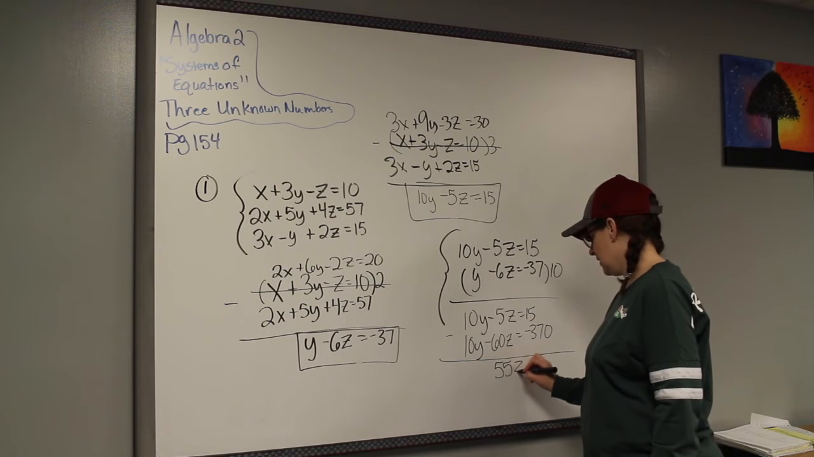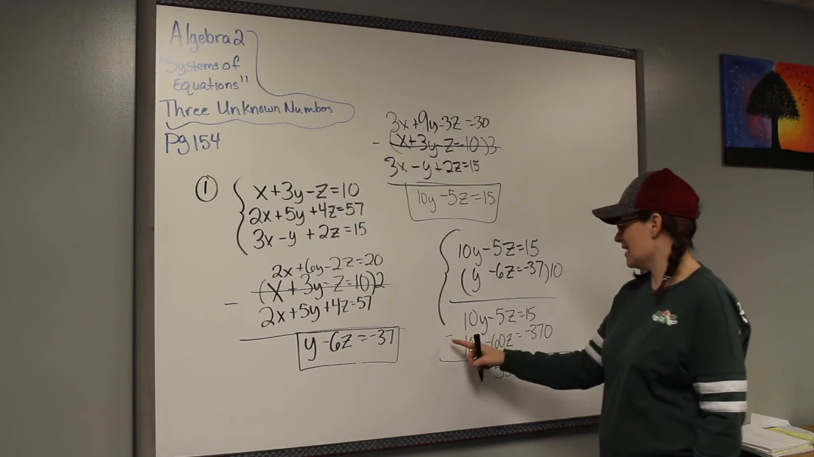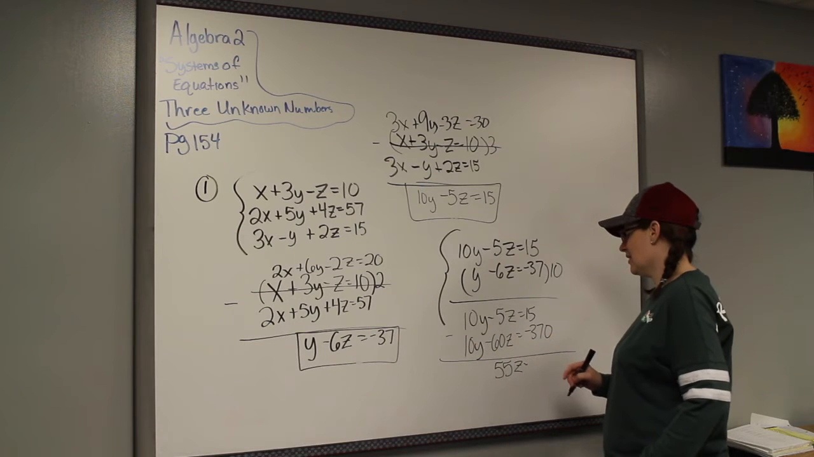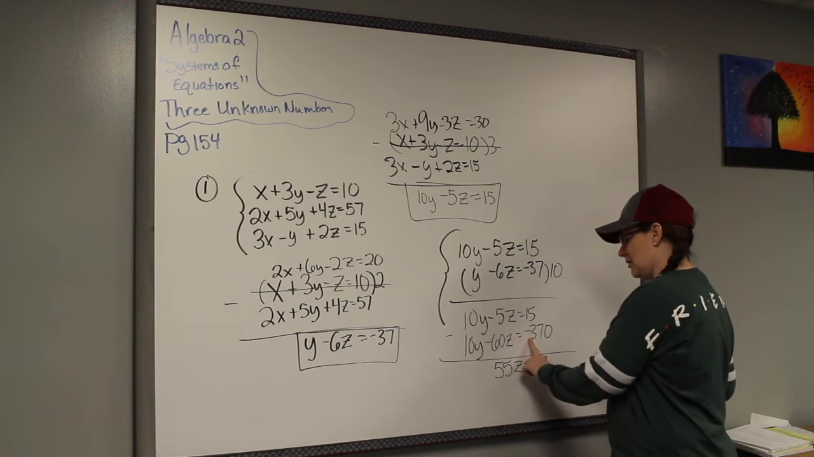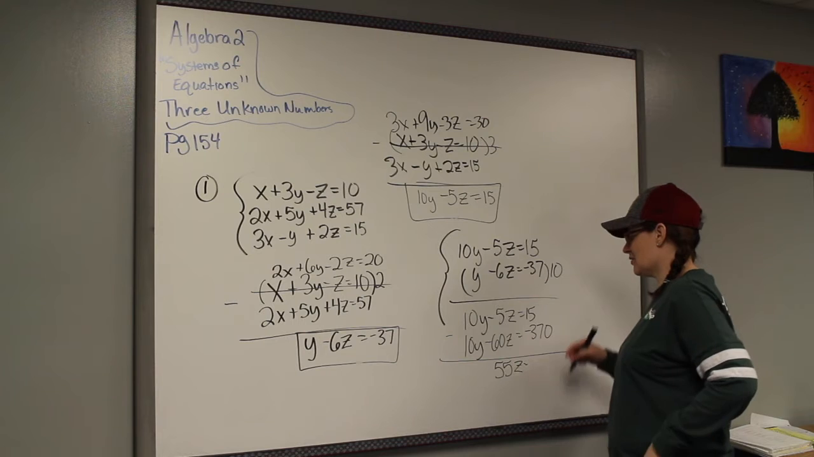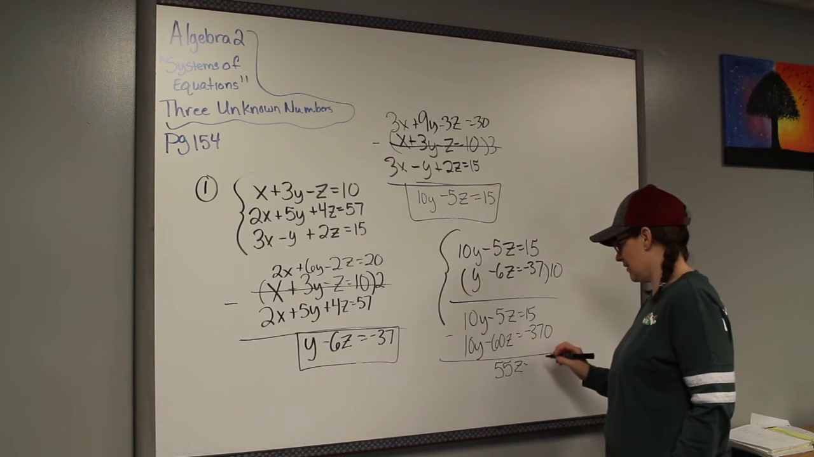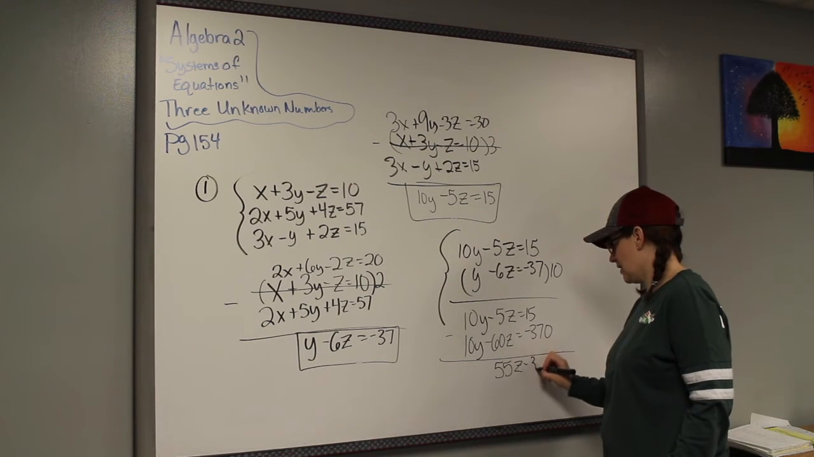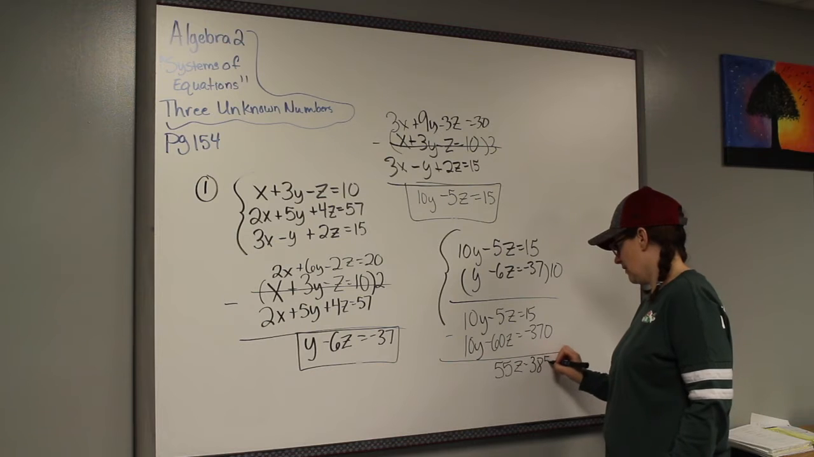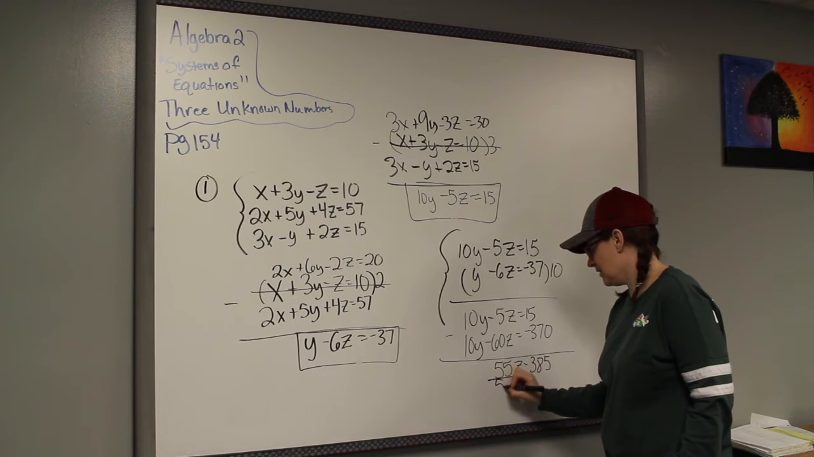So that's going to be a positive 55z. Then I have 15 minus negative 370, so that double negative again makes a positive. So that's really 15 plus 370, so I should have 385. We're going to divide by 55.